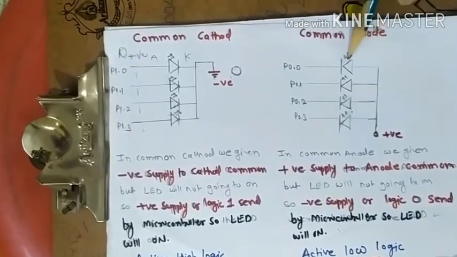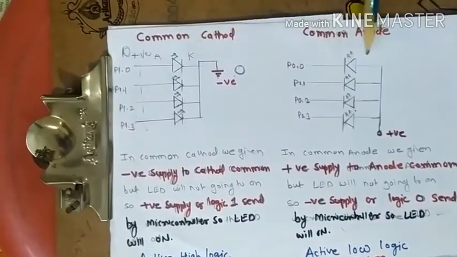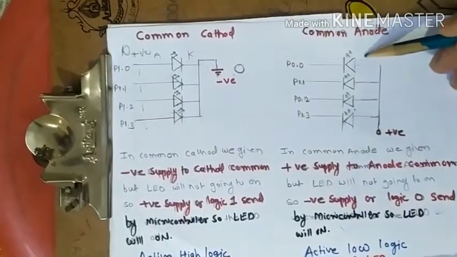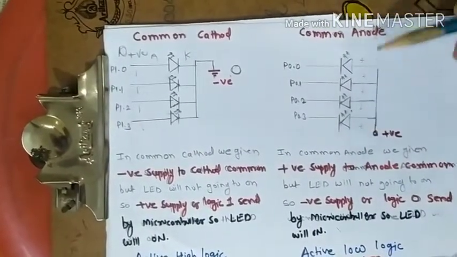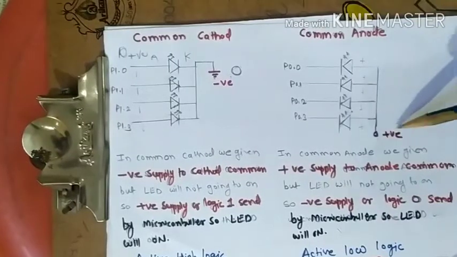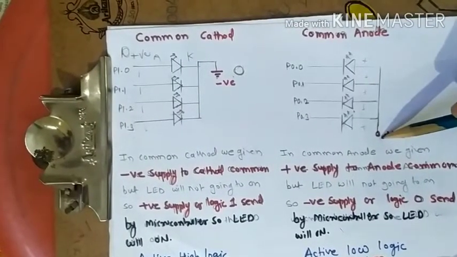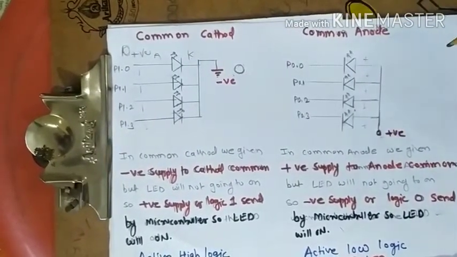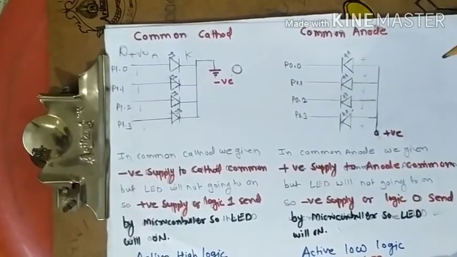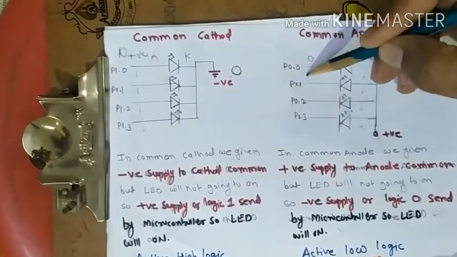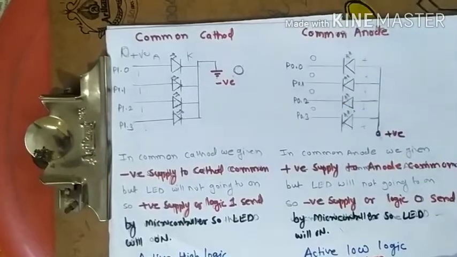See, we are just changing the diode direction. So these are all the anodes. We have shorted all the anodes and given a positive supply. So what is the answer? They are waiting for what? Yes, they are waiting for logic 0.